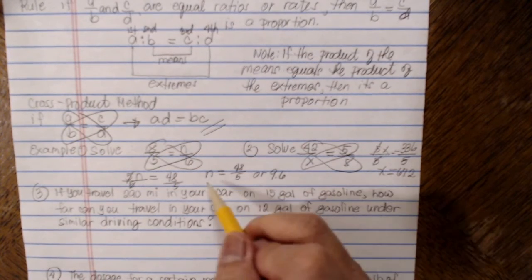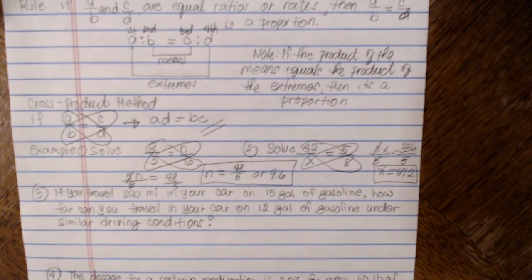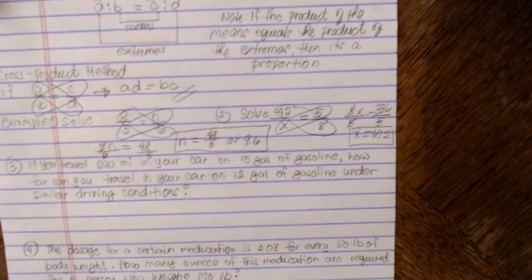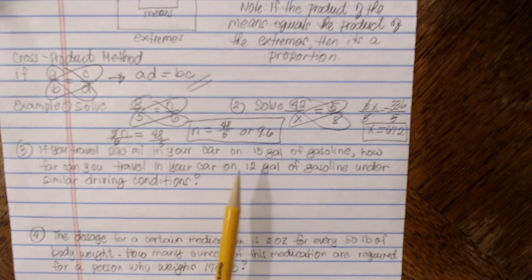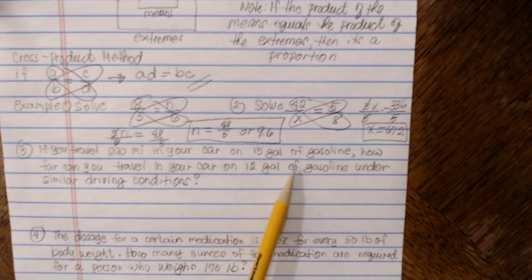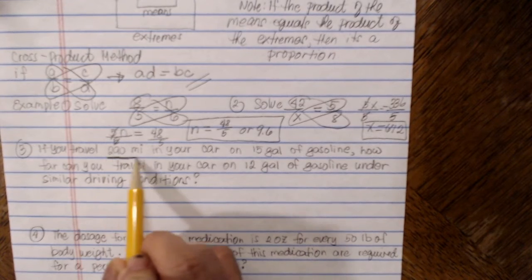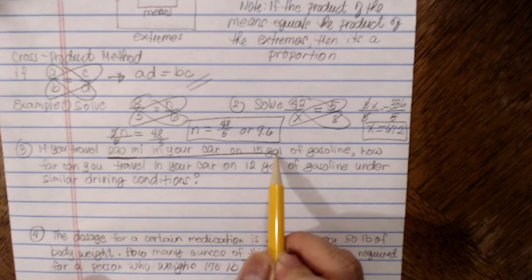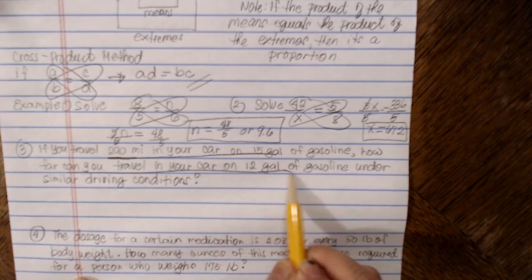So that's how you solve a proportion. It's just a simple direct cross product. Okay, here's the application. If you travel 290 miles in your car on 15 gallons of gasoline, how far can you travel in your car on 12 gallons of gasoline under similar driving conditions? So there are two ratios here: 290 miles on 15 gallons of gasoline, and how far can you travel on 12 gallons of gasoline?